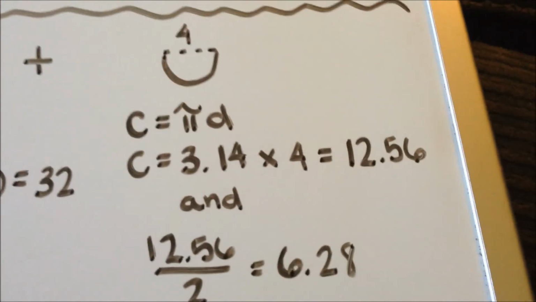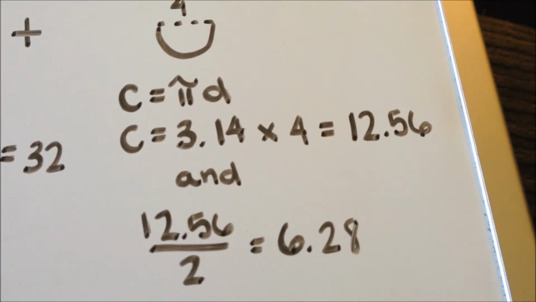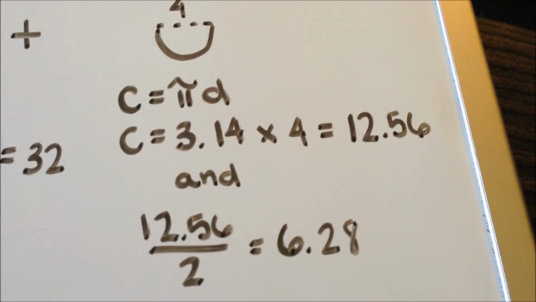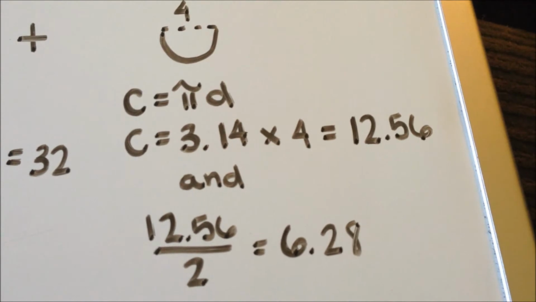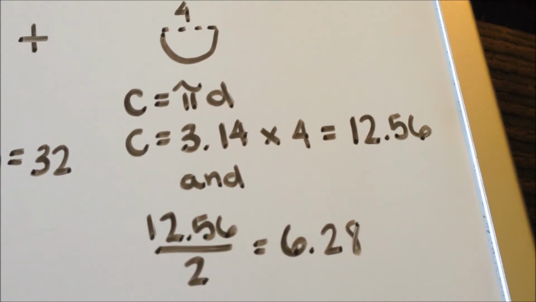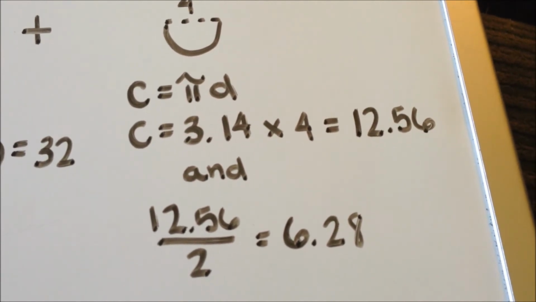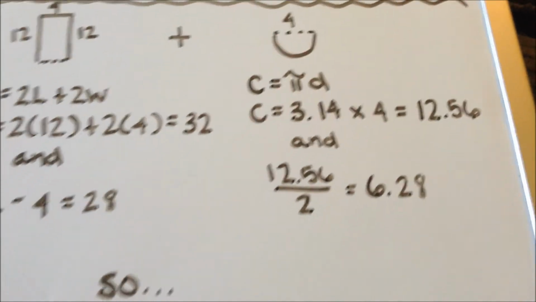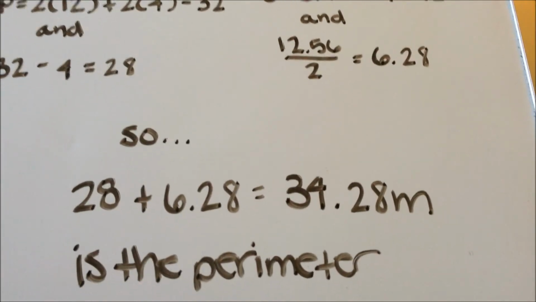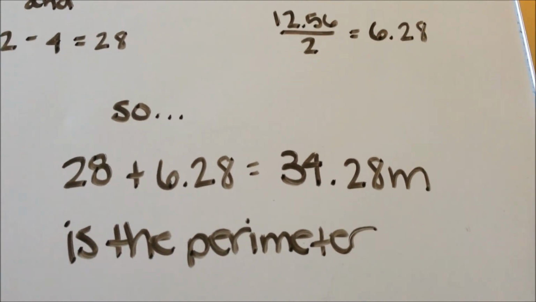In terms of the semicircle, we can use the circumference formula pi times d, or 3.14 times 4, and we get 12.56, but it's a semicircle, so we have to cut it in half. We only want half of the circumference. So take 12.56 divided by 2, and we end up with 6.28. To determine our entire perimeter, we take 28 plus 6.28, which equals 34.28 meters.